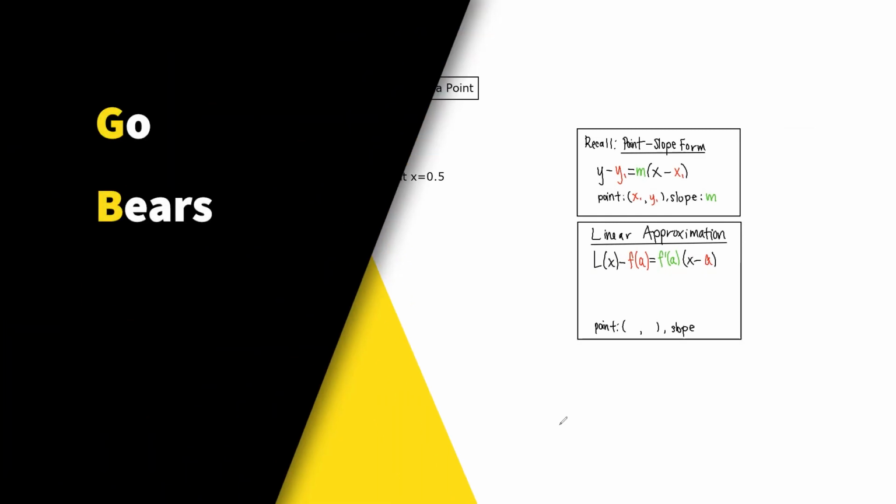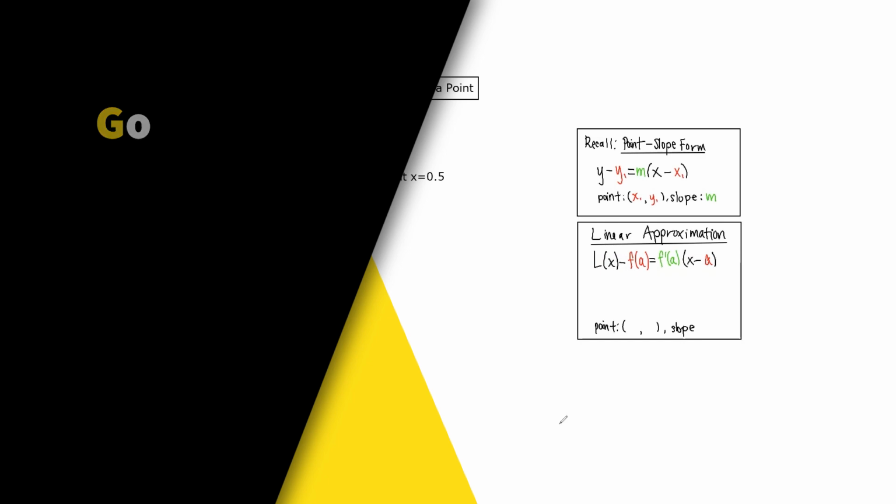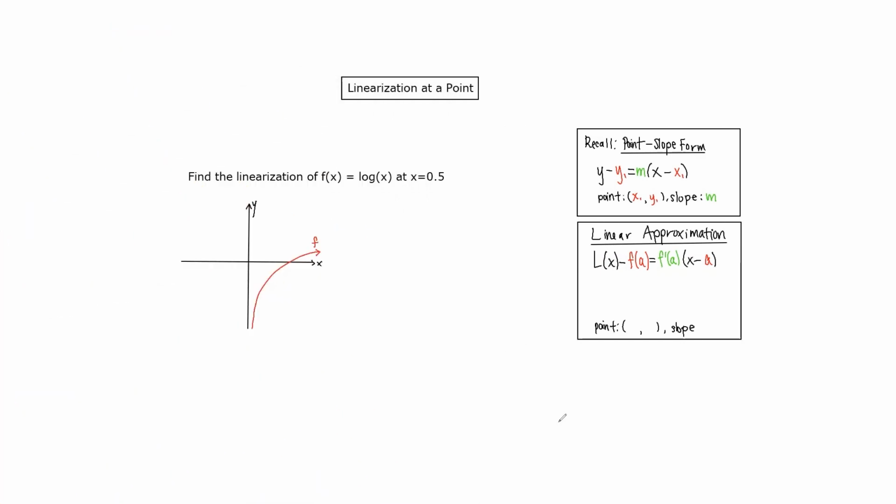Hello everybody, in this video we will be discussing how to find the linearization of some curve at a point. Ultimately, we're going to use this linear approximation formula that we have over here to find the equation of a tangent line that passes through our curve at a specified point. We have this example here that tells us to find the linearization of the logarithmic curve f of x equals log of x, and we want to find the linearization at the point x equals 0.5.